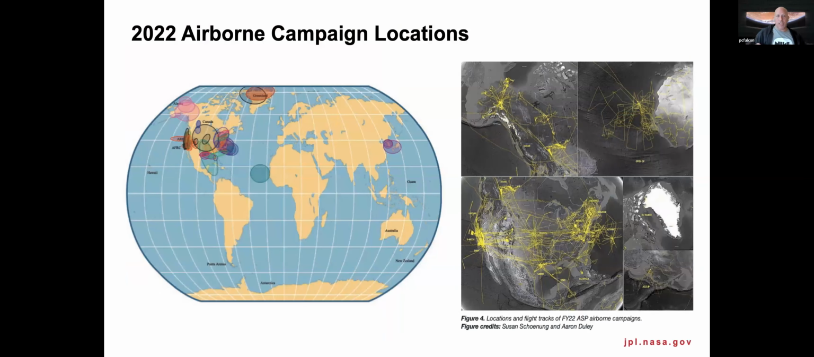And here, in 2022, are the campaign locations. You can see for the most part, they fly around the United States, but they fly other places as well. You can see Greenland, Alaska, and different places. And to the right there are the flight tracks of the different airplanes. You can see they fly all over the place to study, once again, different things about our planet.